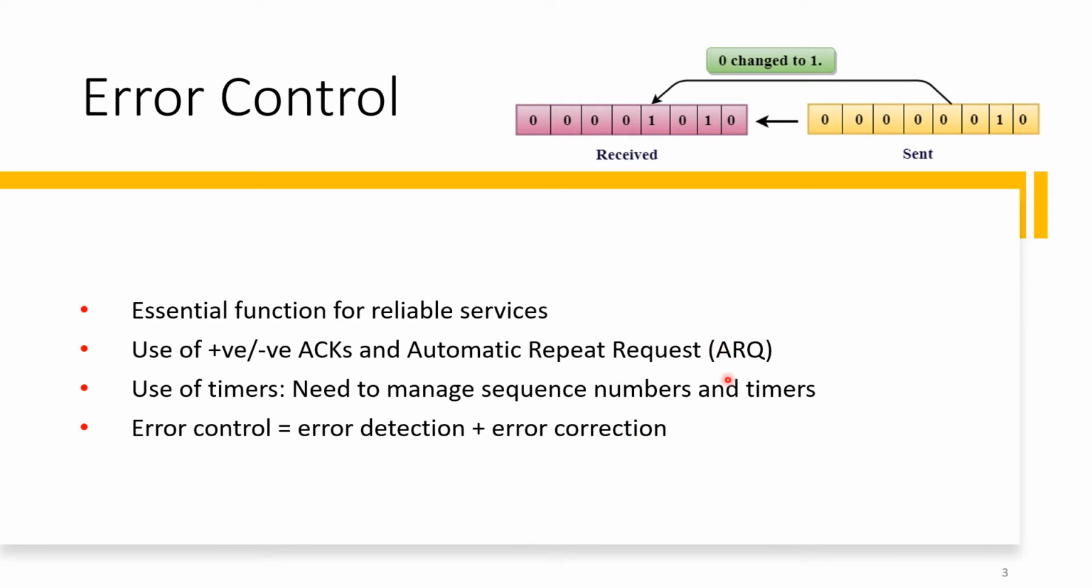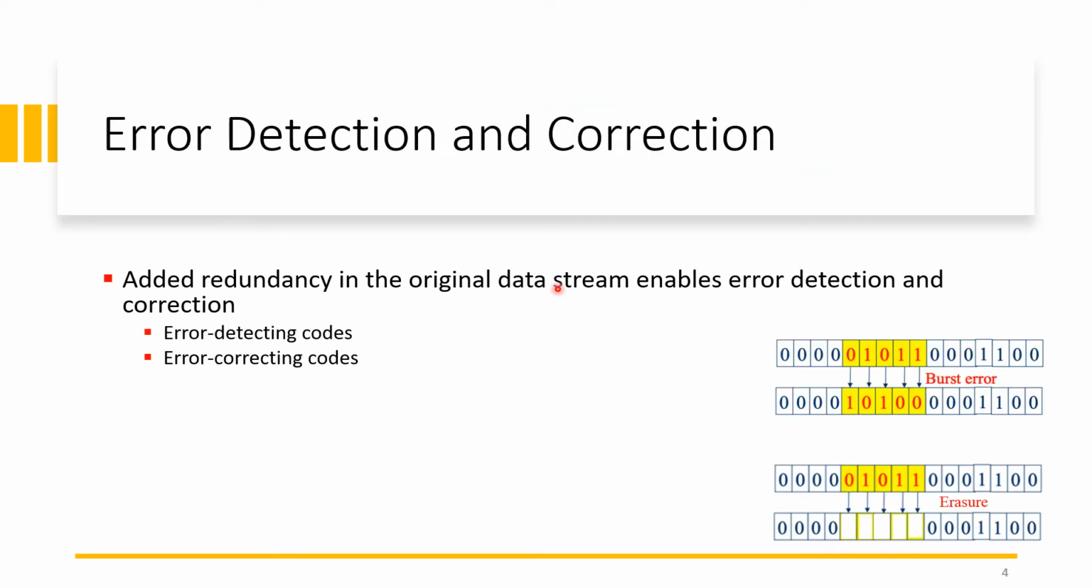Of course, if you decide to go by ARQ, then you need to use timers and look for sequence or out of sequence arrivals. But other than that, we can use error control. We will focus on error control where we use error detection and error correction.